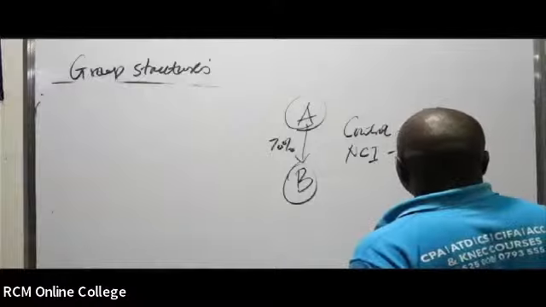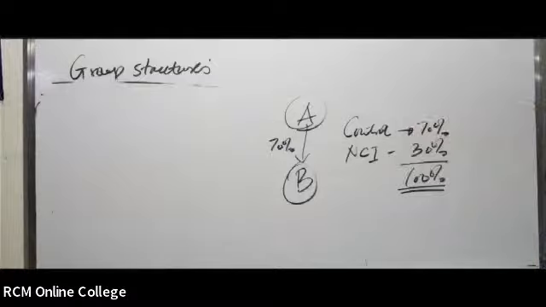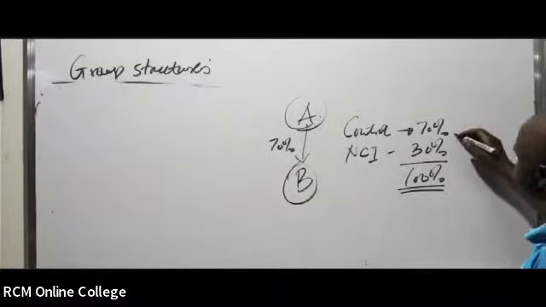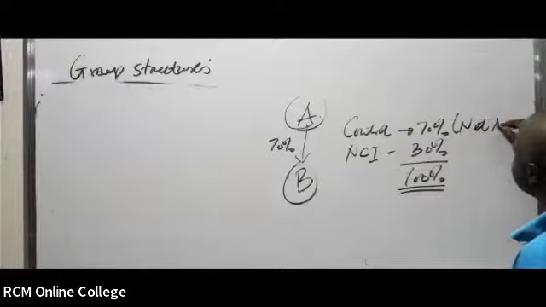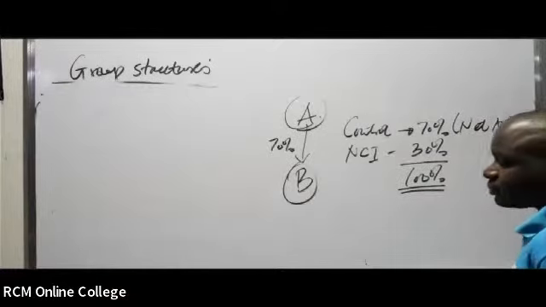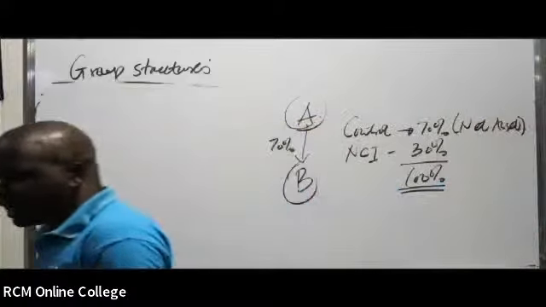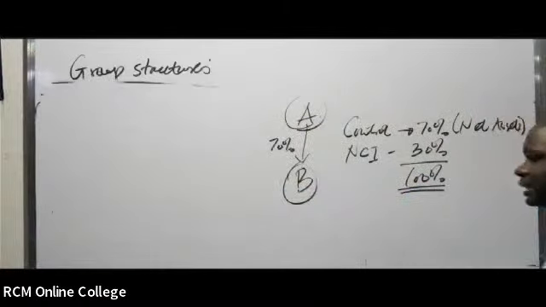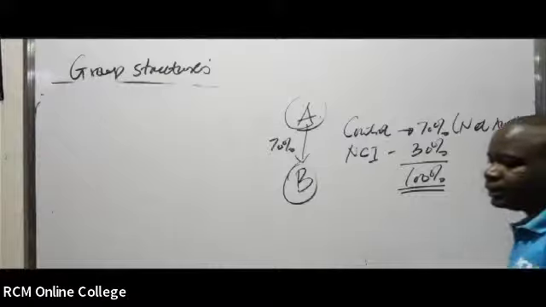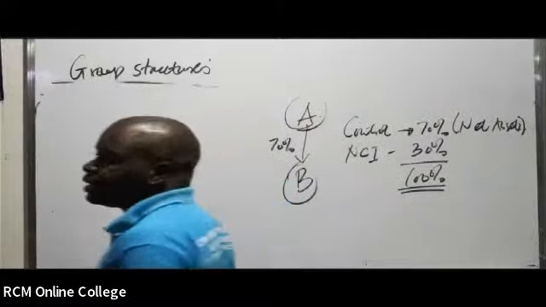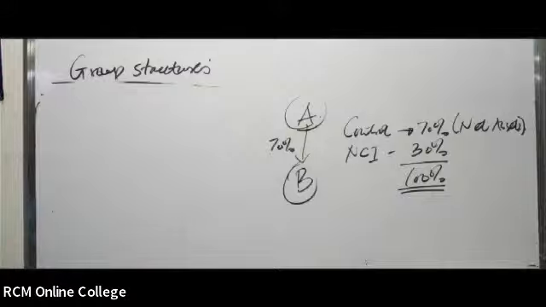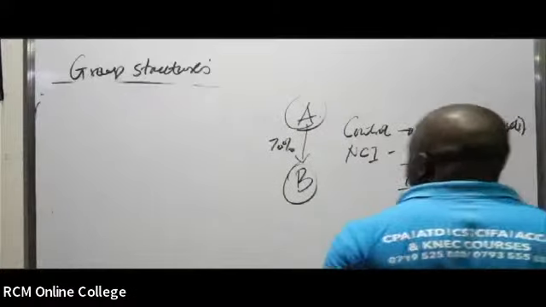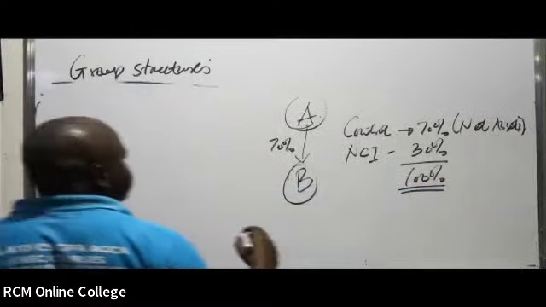And therefore, in total, we get 100%. So it means this parent company is only controlling 70% of the net assets. 70% of what? Of the net assets. And when you talk about net assets, this is basically the equity part of the company. If I ask you how you get the net assets, it is normally the equity part. So we say net assets is equal to what?